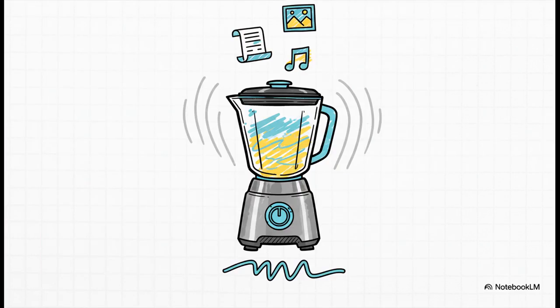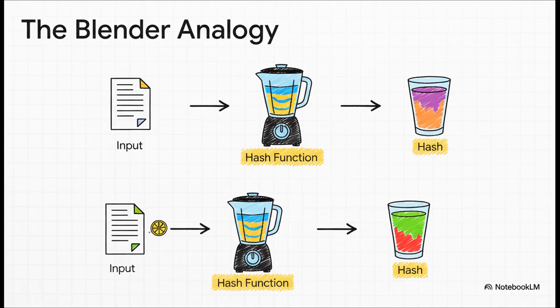Yep, a blender. Seriously, let's just forget about all the complex math for a second and just picture a very special, very powerful blender. So, the document you want to fingerprint, that's your input. Those are the ingredients you're tossing into the blender. The hash function itself, that's the blender. And the output, which we call a hash, is like a perfectly mixed, one-of-a-kind smoothie.